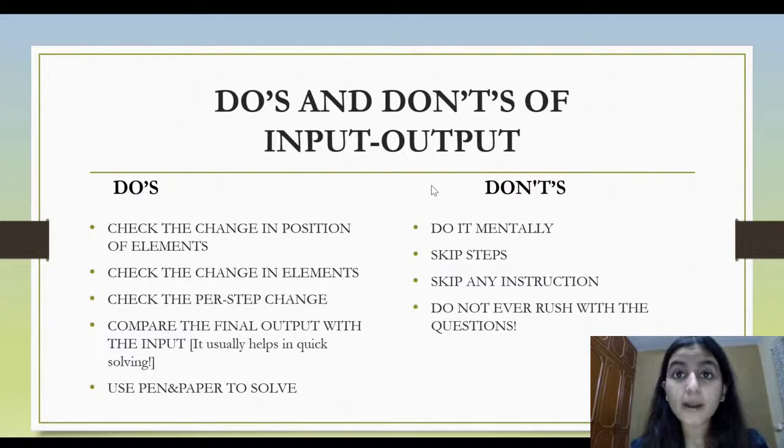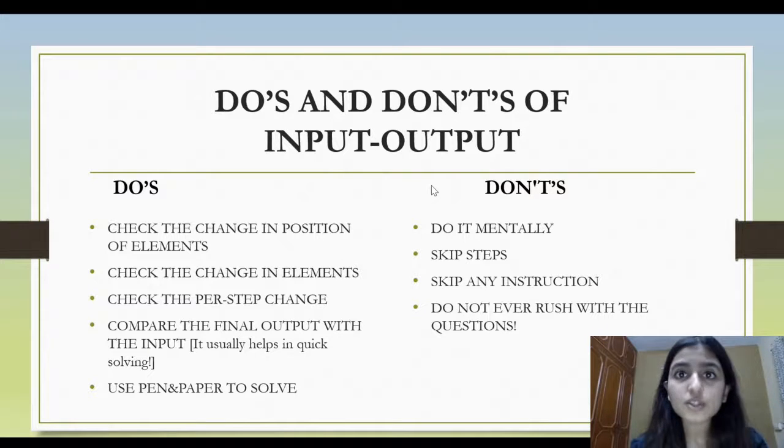This is what is meant by a change in position of elements. A, which was in the first place, came to the 4th place, and D, which was in the 4th place in your input, came to the 1st place in the output. This is the change in position of the elements.